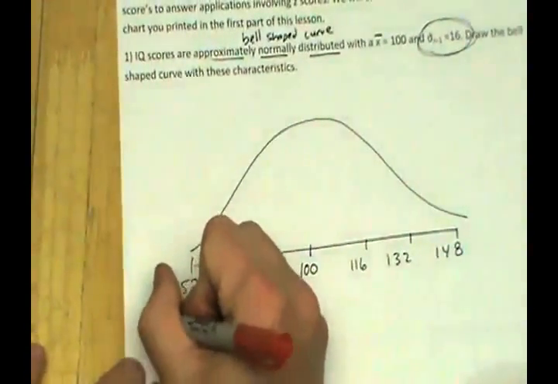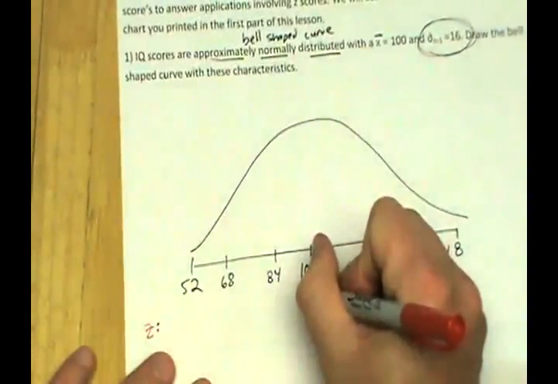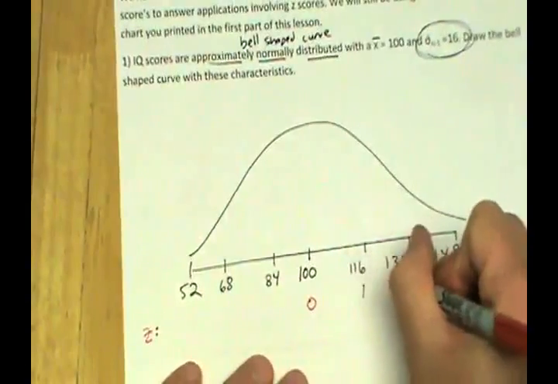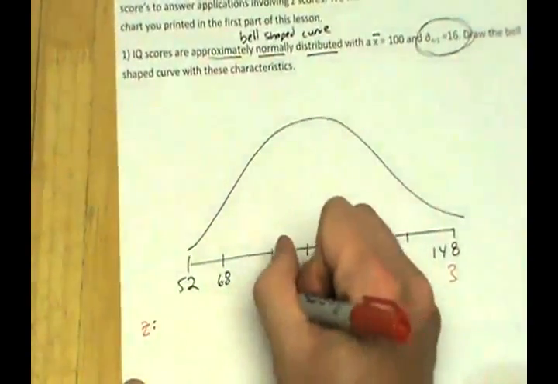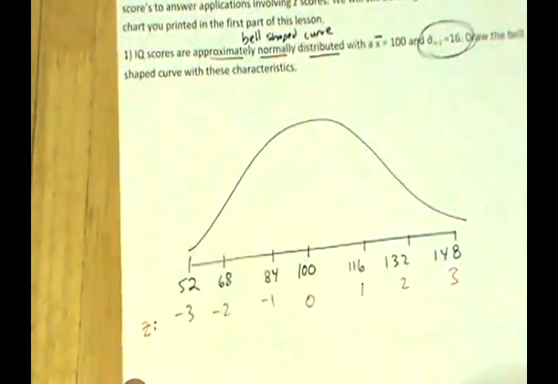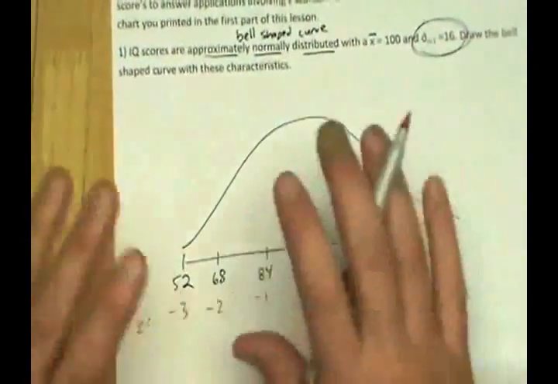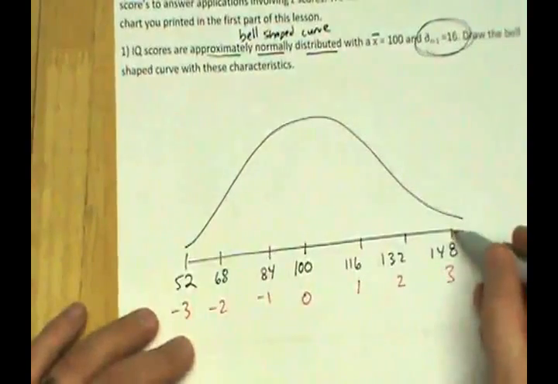Underneath each one of these is now your reference number. This is the mean, so that's a z-score of 0. And this would be then a z-score of 1 and 2 and 3, and -1 and -2 and -3. And that's why I say we always go -3 to 3, because that's where the vast majority of stuff lies. Could we go higher than 148?